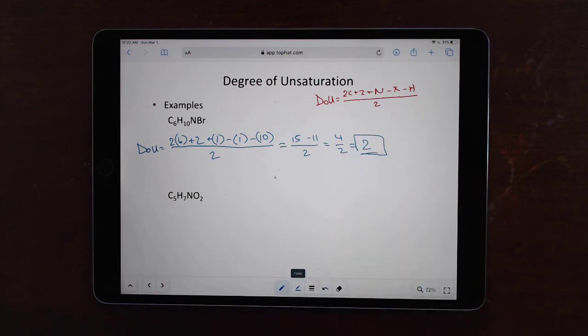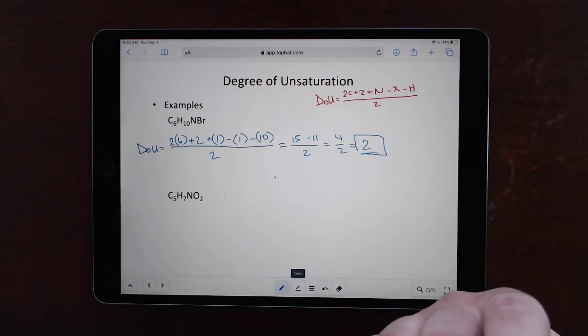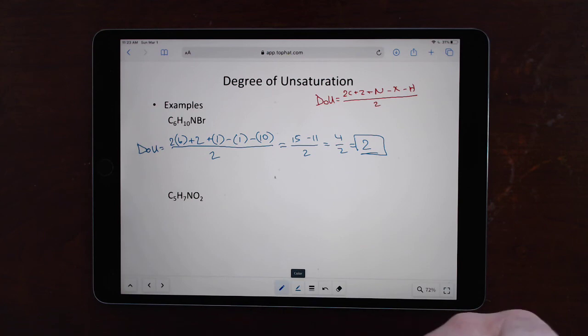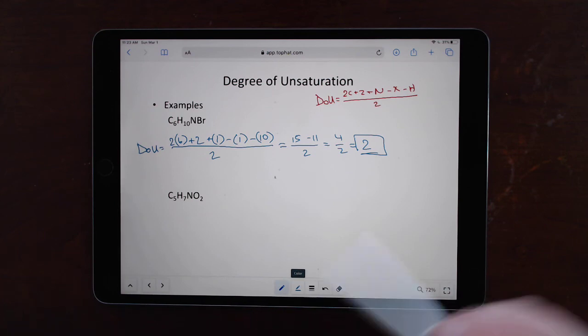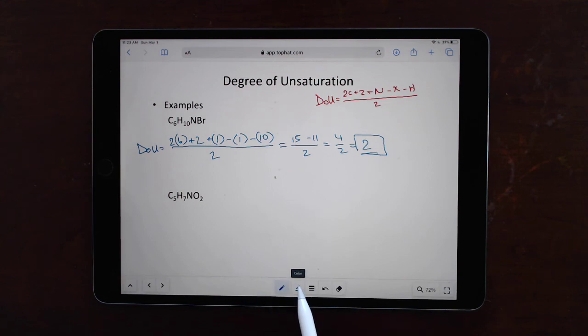So that means, just like with the other one, we may have 1 ring, 1 double bond. We may have a triple bond. We may have 2 double bonds. Who knows? 2 rings. We don't know, but we know that it has something like that going on.